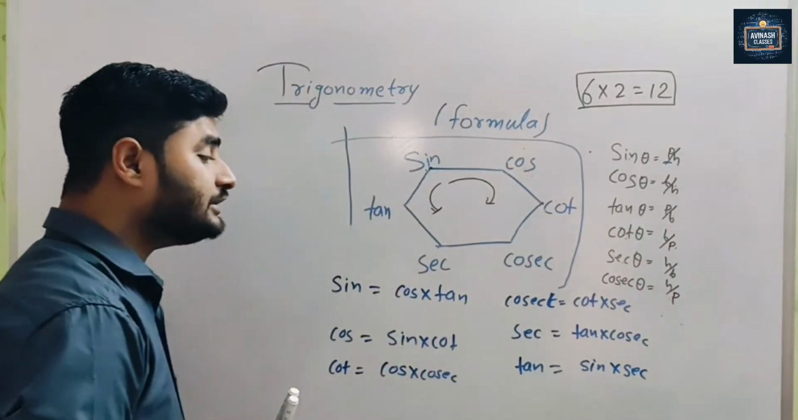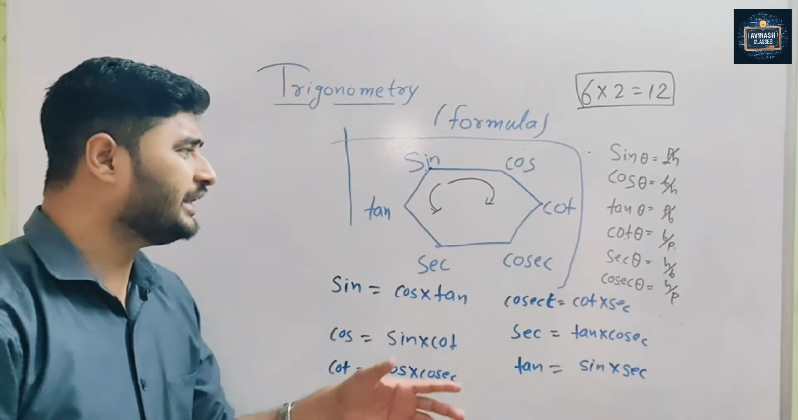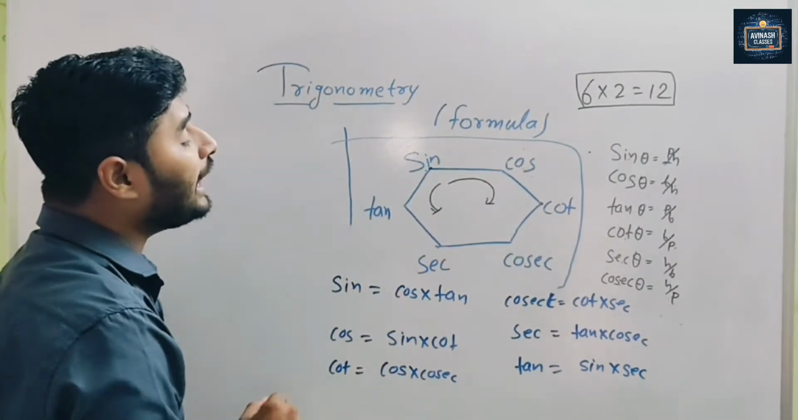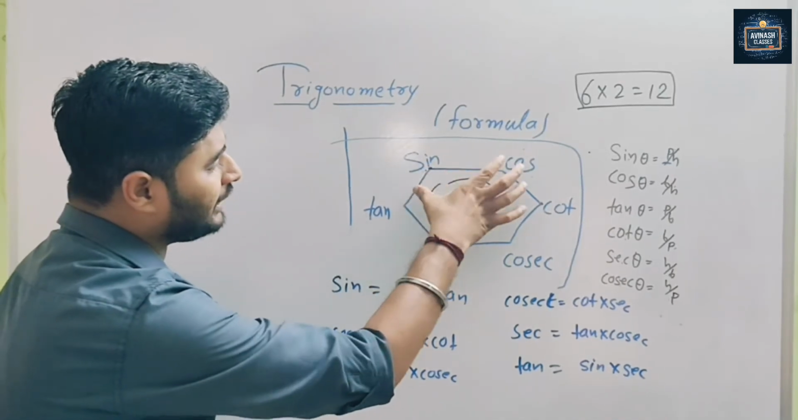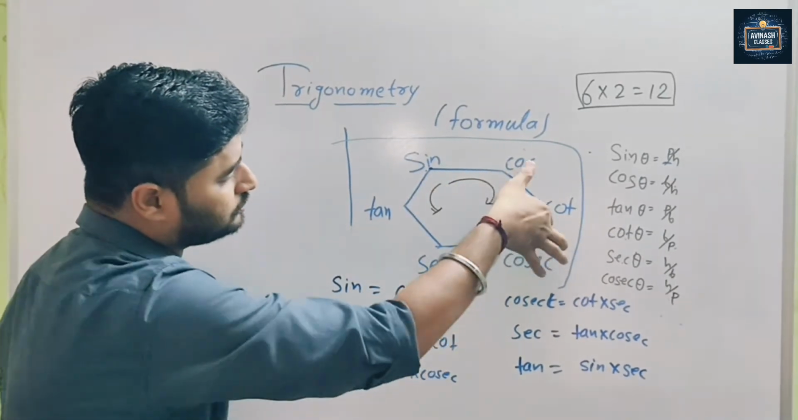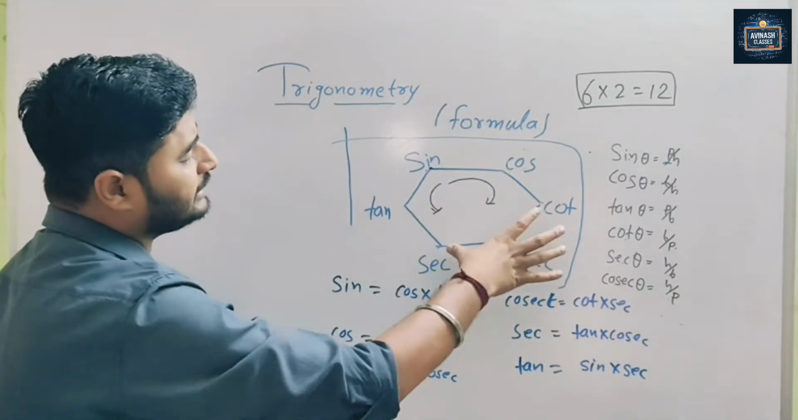Sometimes we confuse in this formula, but it is very easy. You write in this format, and suppose this is sin. This is the middle part, so you take these two sides. If cot, we take these two parts. Cosec, we take these two parts, like that.